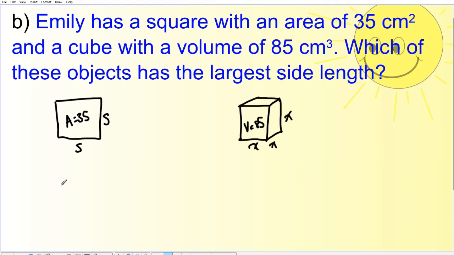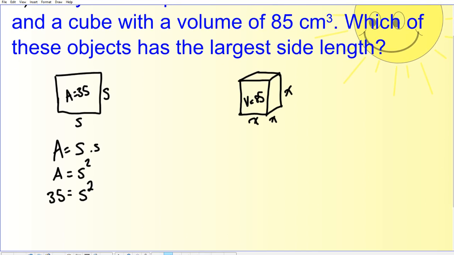Now, for a square, the area of a square is length times width. In this case, since it's the same, it's just S times S, which is S squared. Now, we know the area is 35. It said so in the problem. So if we could figure out what number squared is equal to 35, that will give us how big the length of the side is. Now, square root, because that's the opposite of squaring. That's how you unsquare something. If S squared is 35, if we square root both sides, we get just S equals whatever that is.